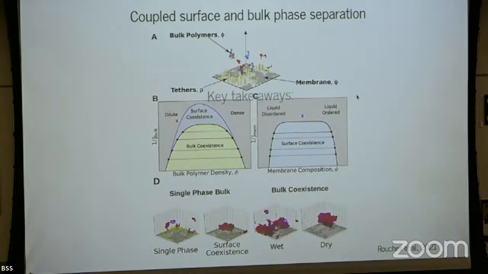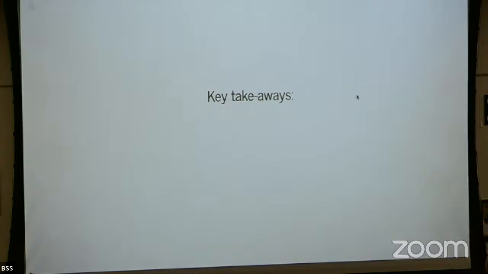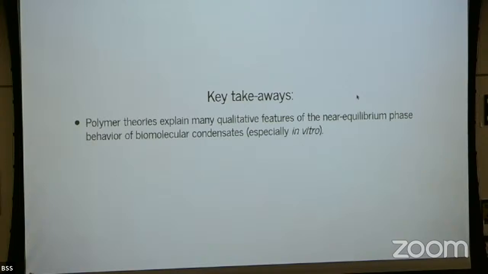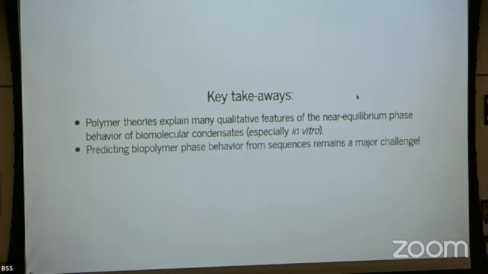All right. Okay, so I think my time is up. In just a few words, key takeaways, what I hope that you've gotten out of this is that polymer theories can explain many of the qualitative features of near equilibrium phase behavior. Cells are not necessarily at equilibrium. We know that they're not, but a lot of these qualitative features can be understood in this language. Having long polymers is essential, but predicting what exactly happens, particularly from sequences, is a major challenge in this field, and there are many people working on this.